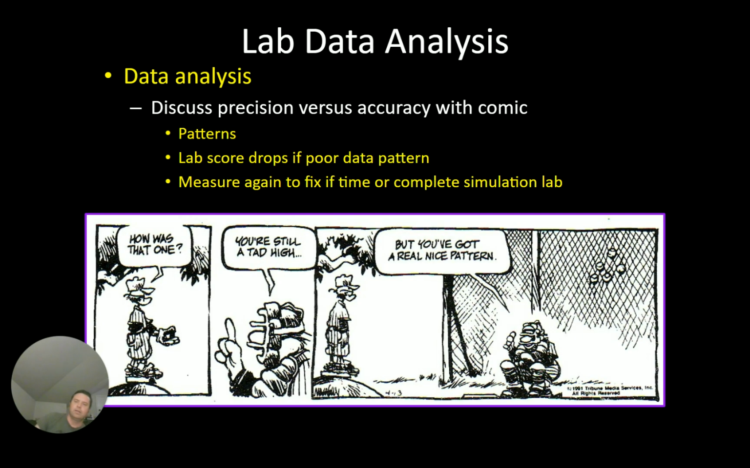Lab data analysis. When we're doing labs, we want our data to be precise. So in this comic, the pitcher asks, "How was that one?" Catcher says, "You're still a tad high, but you've got a real nice pattern." When you're taking data, in that data table, you should see a pattern. Typically, if this is increasing, this side's decreasing. There should be some kind of noticeable pattern. That's an indicator that you're probably on the right track. If it's all over the place, like this increased, this decreased, and then the next time this increased, this also increased, that's a sign for concern.